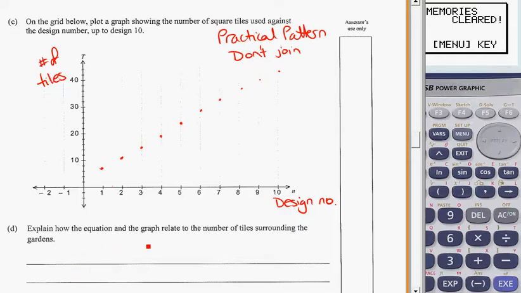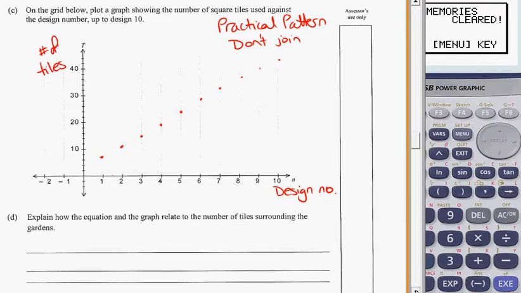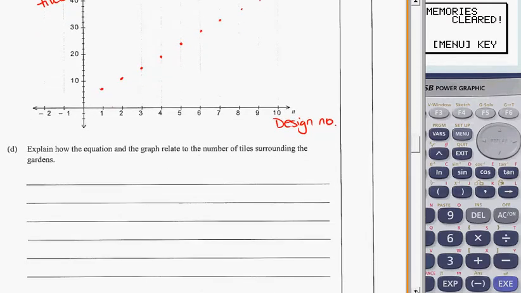Explain how now this is the tricky question, needs some explanation. Explain how the equation and the graph relate to the number of tiles surrounding the gardens. So we try to have at least 3 valid comparisons or explanations. So if we just remind ourselves, the equation would be T equals 4n plus 3. We've got the graph above, and we want to know how that relates to the situation of the tiles.